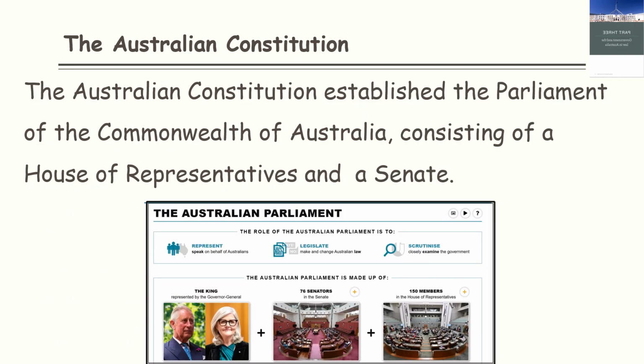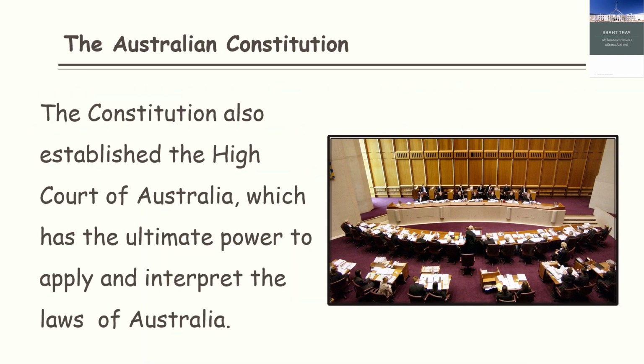The Australian Constitution established the Parliament of the Commonwealth of Australia, consisting of a House of Representatives and a Senate. The Constitution also established the High Court of Australia, which has the ultimate power to apply and interpret the laws of Australia.